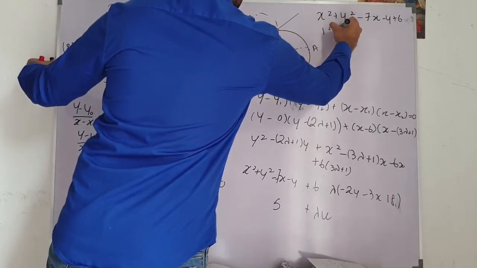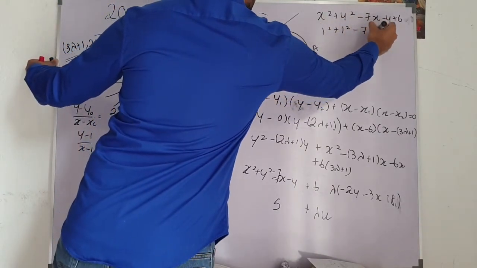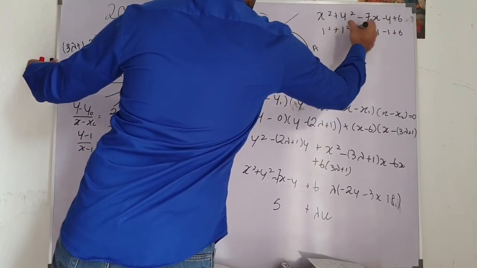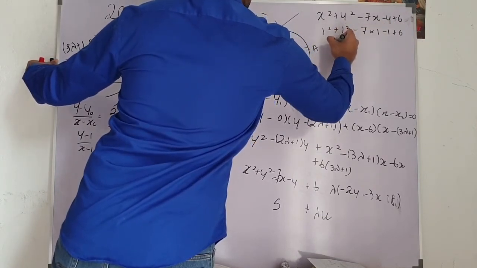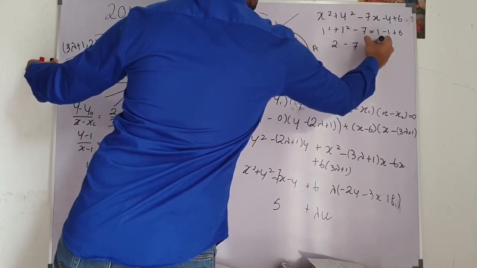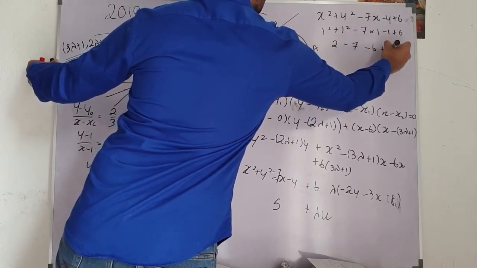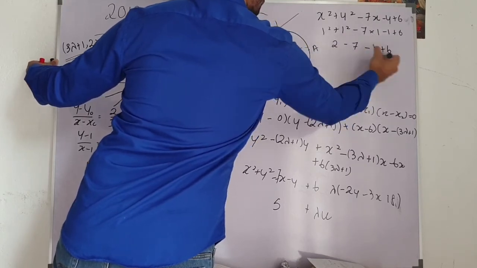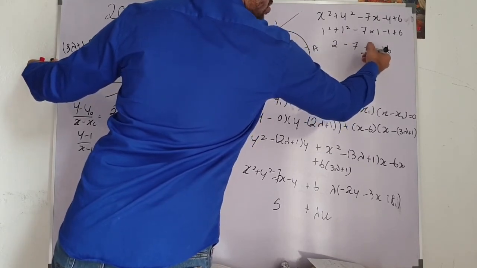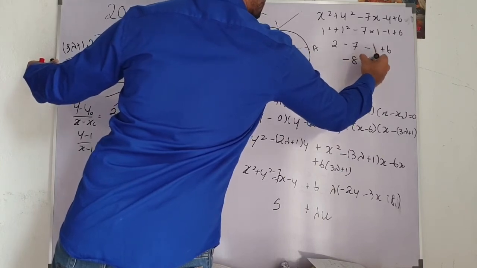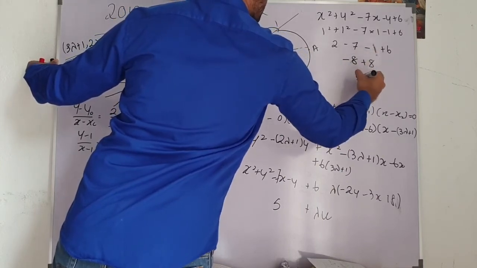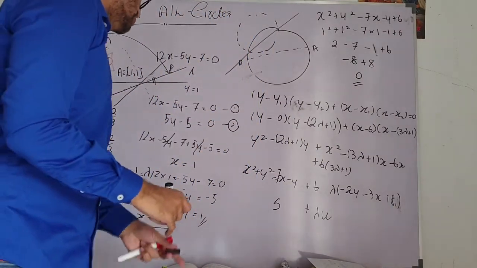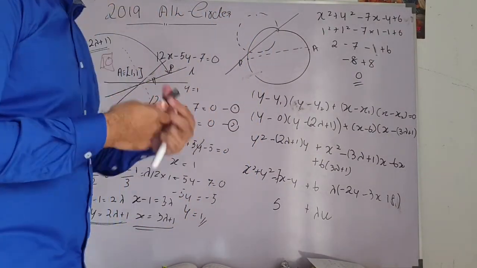So therefore 1 squared plus 1 squared minus 7 into 1 minus 1 plus 6. So therefore you will get minus 7. This will be 2 minus 7 minus 1 plus 6. This 2 plus 6 is going to be 8. Minus 7 minus 1 is going to be minus 8. So minus and plus cancel off, equals 0. So therefore you can show that this is equal to 0 and that A lies on the diameter of that specific circle.